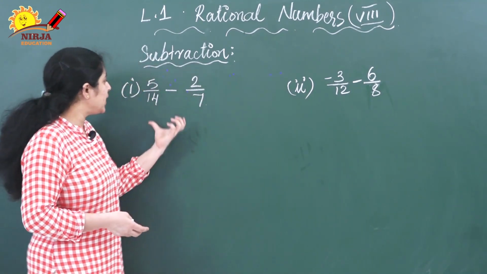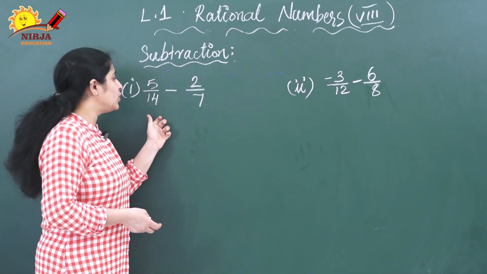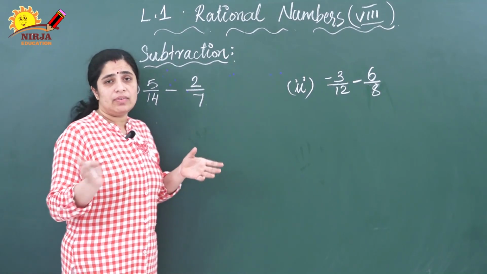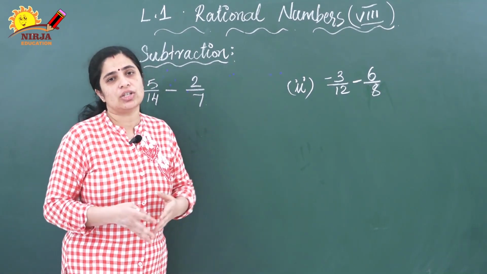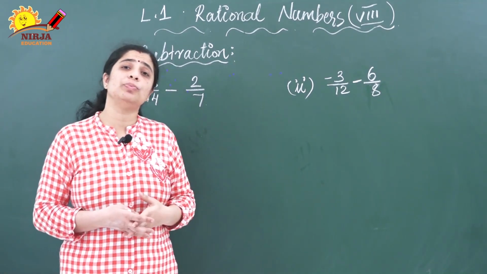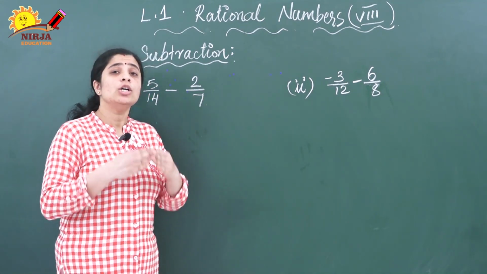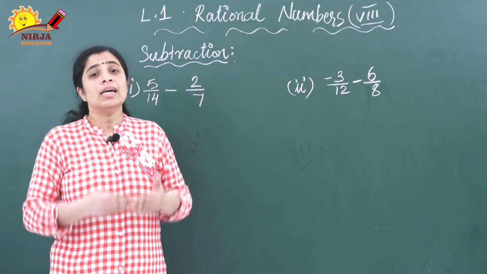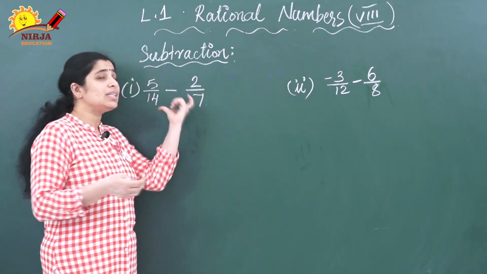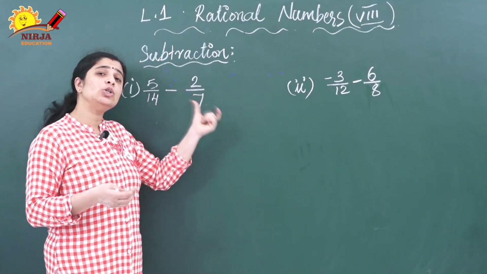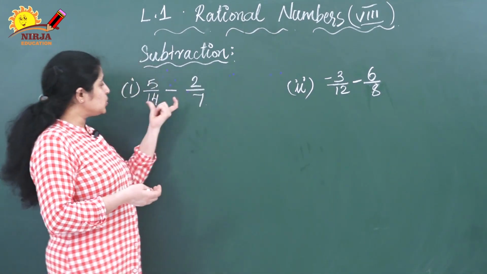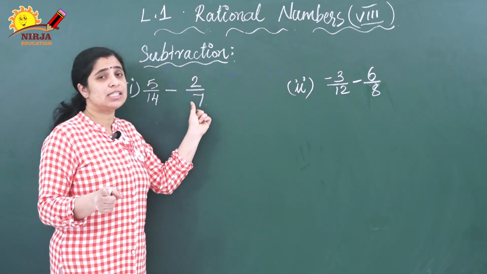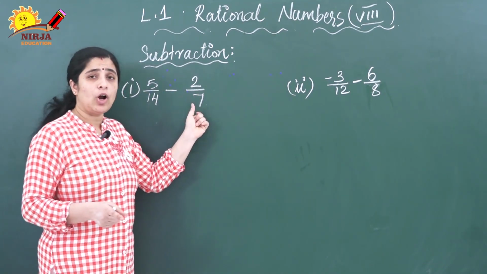I have taken one example here, 5 by 14 minus 2 by 7. Here already we discussed that for adding the rational numbers, the denominators should be same, then only we can add the rational numbers. The same way, if the denominators are same only, we can do the subtraction also. Here you see the denominator is 14 and here the denominator is 7. 14 is the multiple of 7.